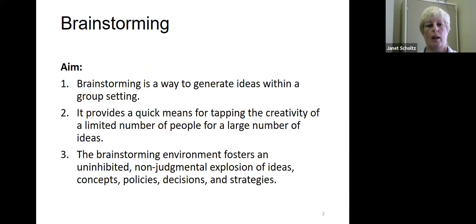So the first one is brainstorming. So what is the aim of brainstorming? Brainstorming is a way to generate ideas within a group setting. We always say have a minimum of 2 people, the lab manager usually, and or the person who's trying to resolve the problem or come up with solutions, as well as the person working in that process or on that bench. They're the best person to assist with coming up with ideas. Another aim is that it provides a quick means of tapping the creativity of a limited number of people for a large number of ideas.